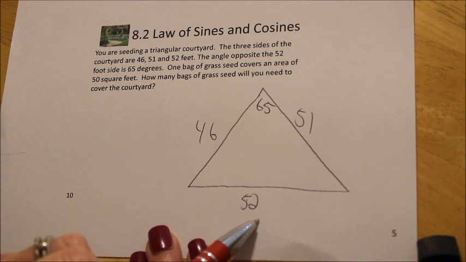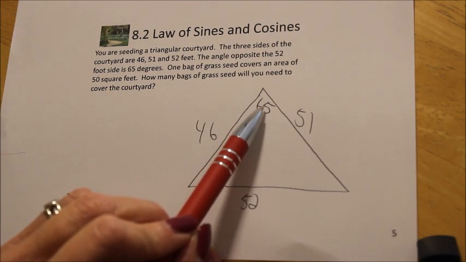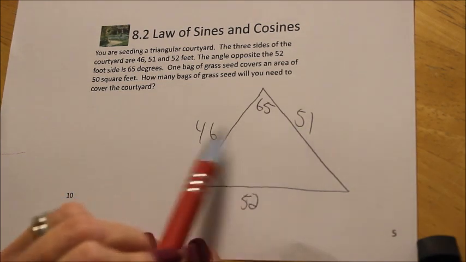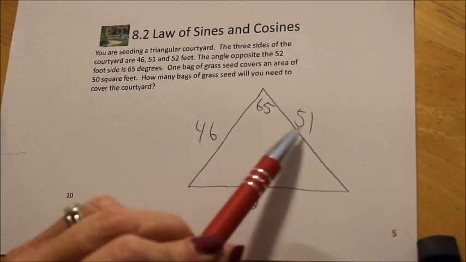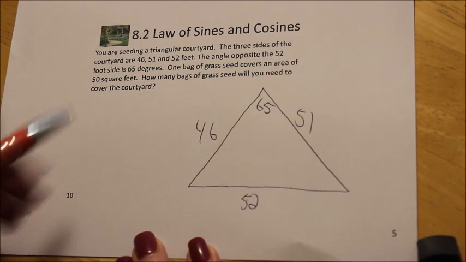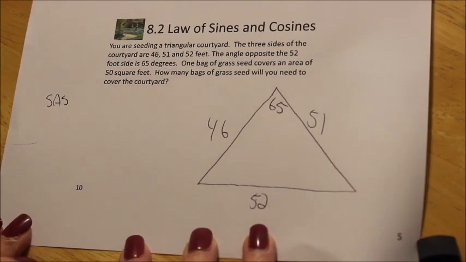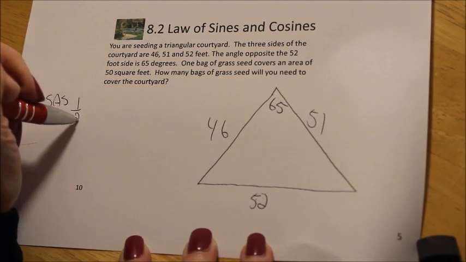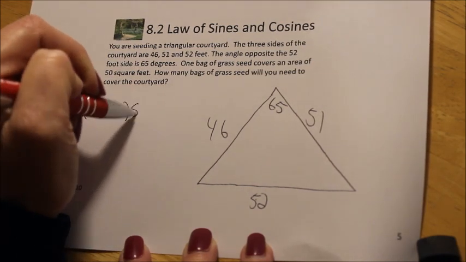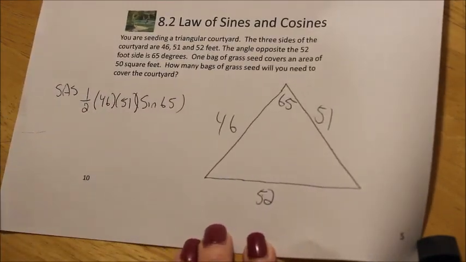I don't know about you, but I think the SAS formula is way easier. You take whatever angle, and you take the sides on either side of that. Those are your two sides, so it's side, angle, side. Product of those two times the sine of that angle, half of it. Boom, you've got your area. So personally, the SAS formula is going to be the easiest way to find the area. So it's going to be 1/2 of 46 times 51 times the sine of 65. That's going to be my area.